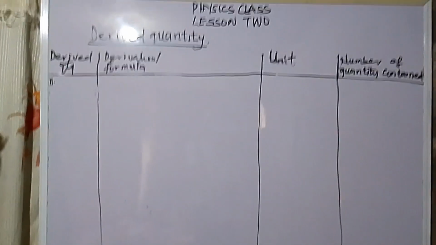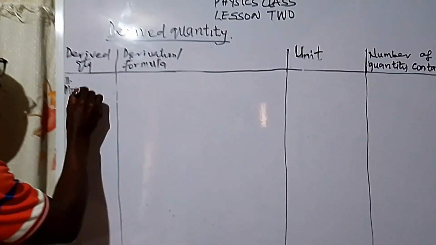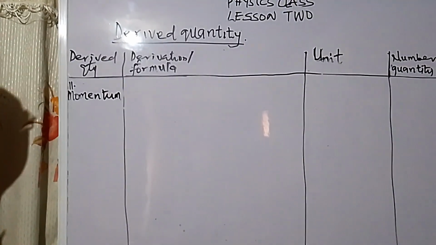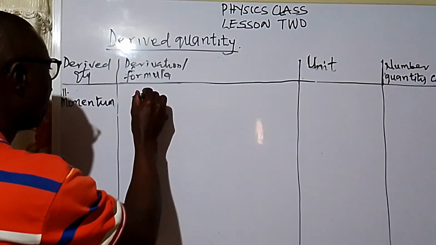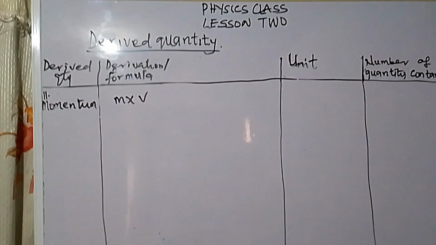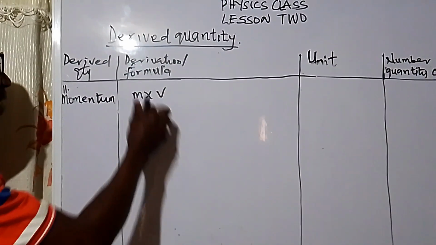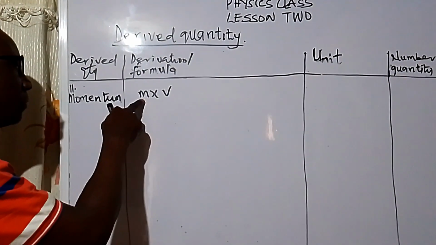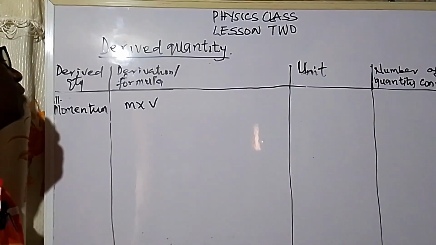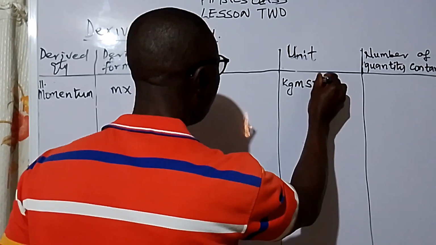The next example, which is number 11, is momentum. The formula for momentum is mass multiplied by velocity. Now, from this formula, the first unit that we can arrive at is, we know the unit of mass is kilogram. The unit of velocity is meter per second. So it will be kilogram meter per second.